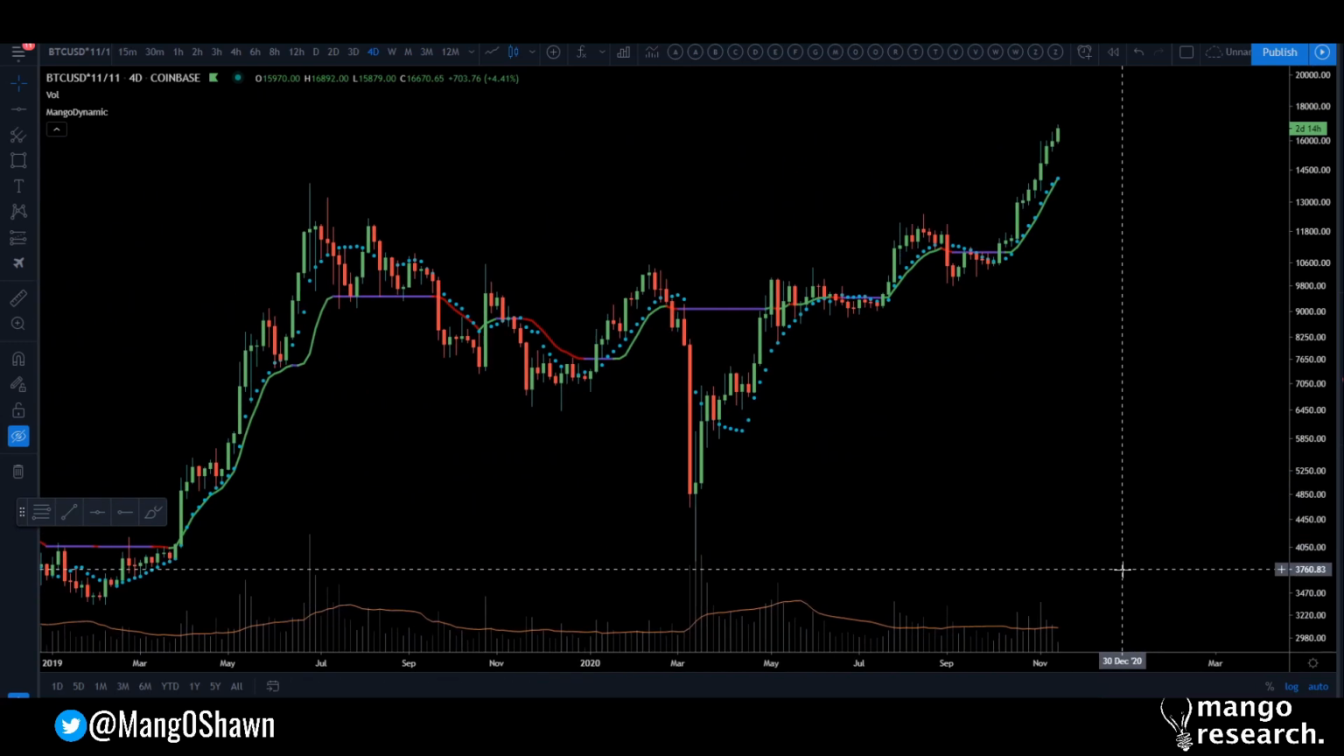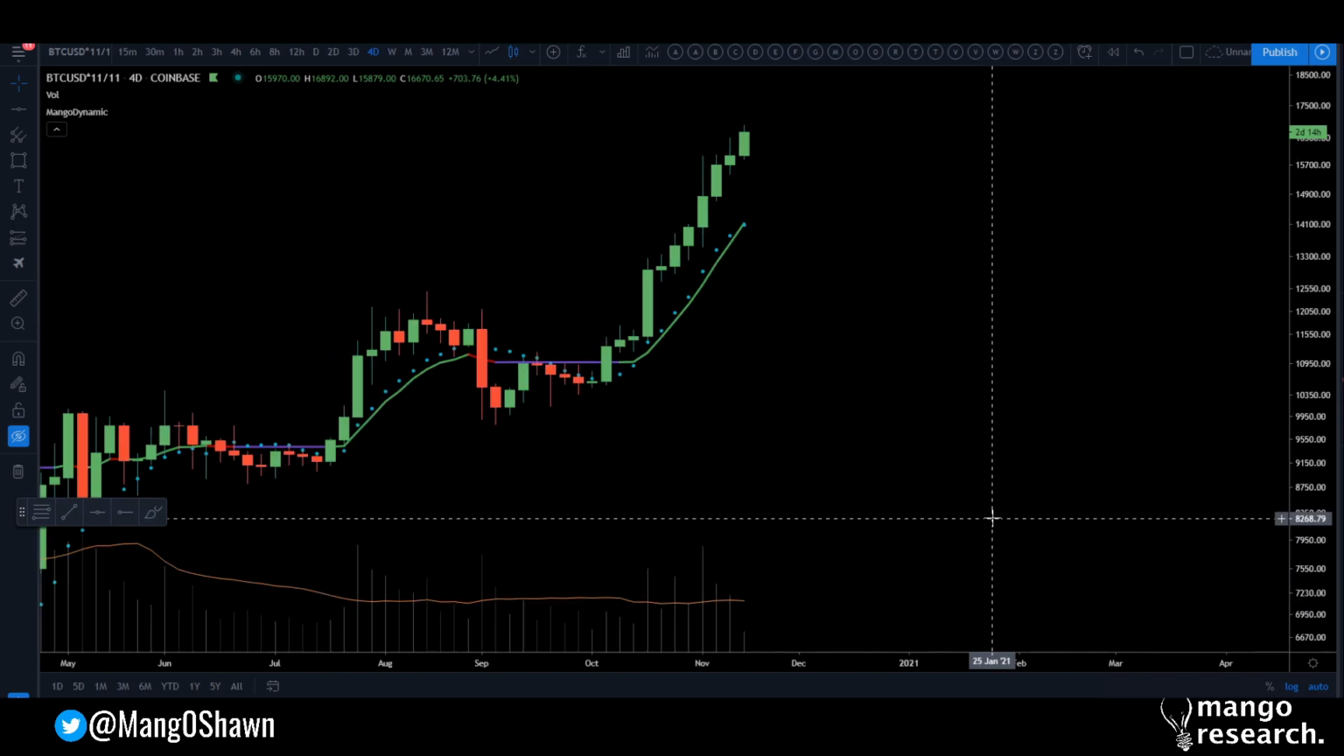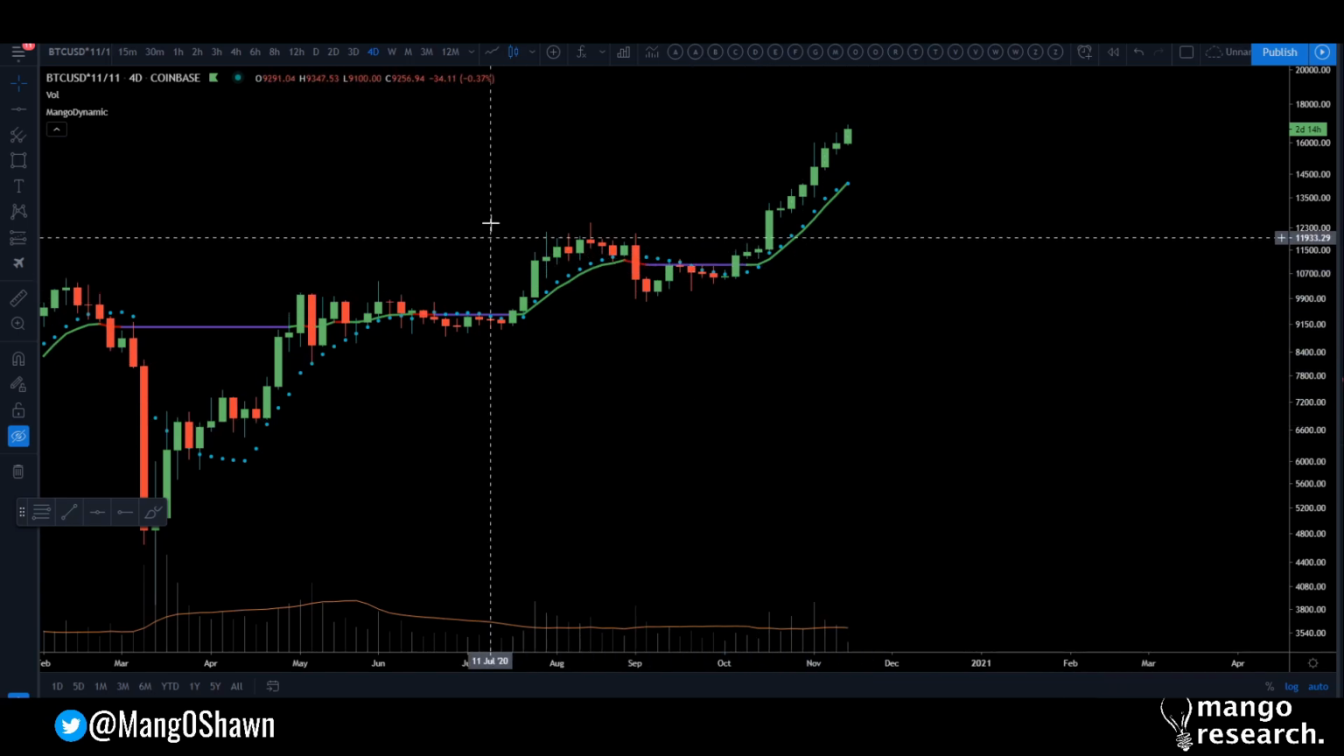Backtested on all coins too. And I'm excited to be using this for the altcoin rally that is inevitable to come. Hey, we'll talk about that when it does. Okay, so that's Mango Dynamic on the 4-day.